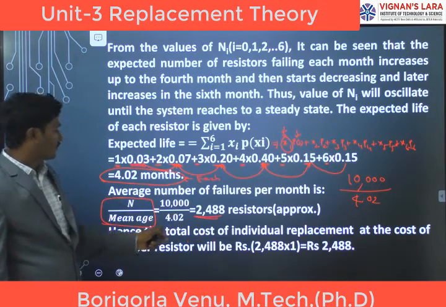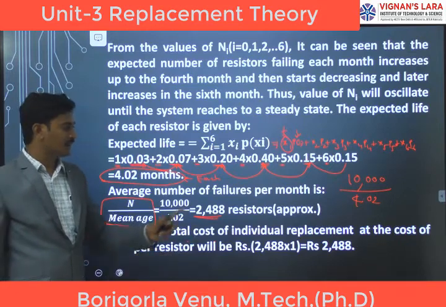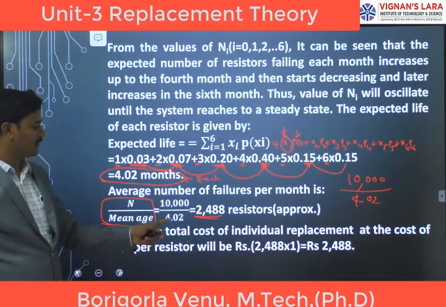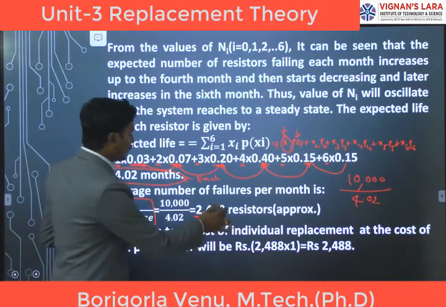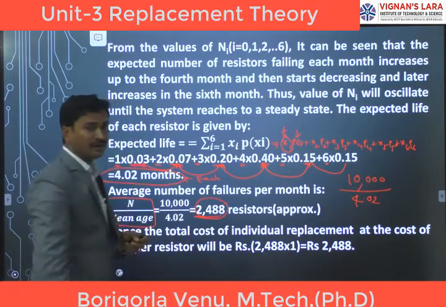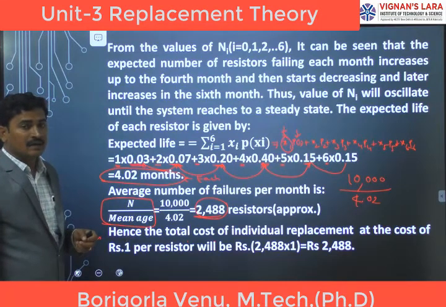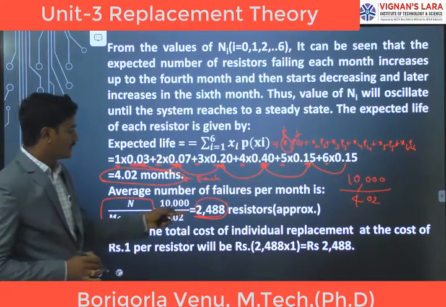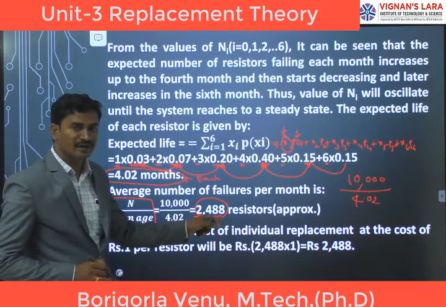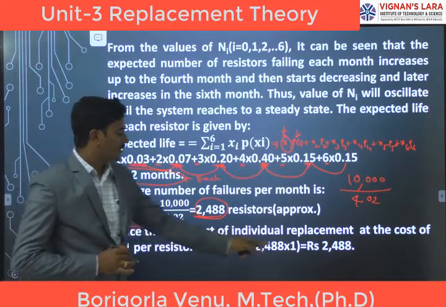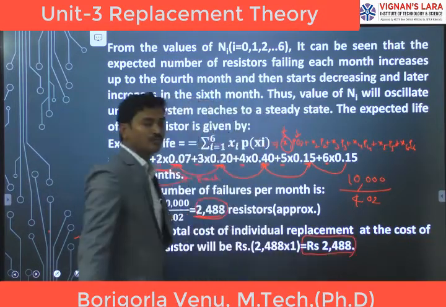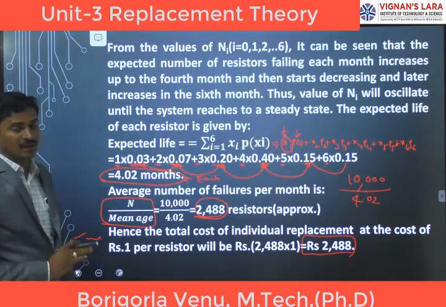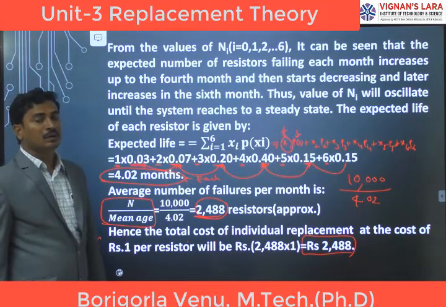Now, the total cost of individual replacement, with the cost in rupees per resistor, will be as follows. If we take individual replacement, per month we are going to replace 2488 resistors. Initially the individual replacement cost for a resistor is given as 1 rupee. If we replace 2488 resistors at 1 rupee each, the cost of individual replacement is 2488. Okay, now we are going to check the group replacement.